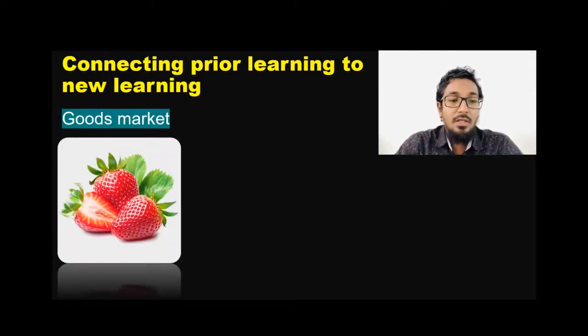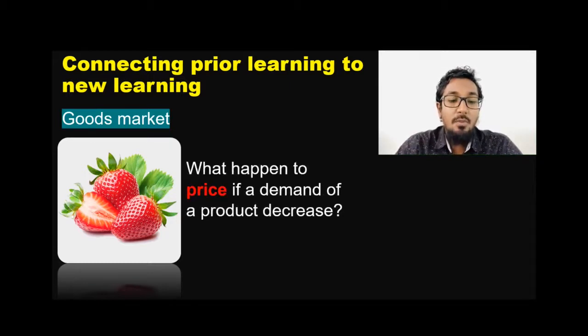So here's a question for you: what happens to price if the demand of a product decreases? Meaning that if people's willingness and ability to buy a product decrease, what will happen to price? Now you can think about it. If demand of a product decreases, the price falls, isn't it? Because people's willingness and ability to buy the product has fallen, so as a result the price will fall.